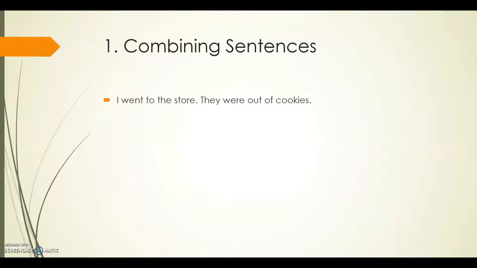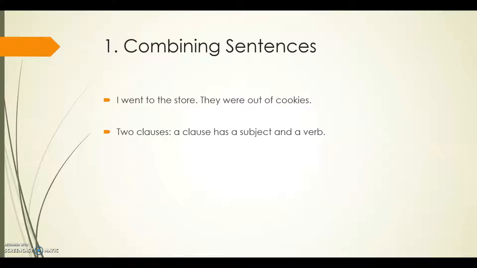be met. One, it has to have a subject. Two, it has to have a verb. And three, it has to express a complete thought. "I went to the store" and "they were out of cookies" are both examples of sentences. We can also call them main clauses. A clause has a subject and a verb. An independent clause is a sentence.